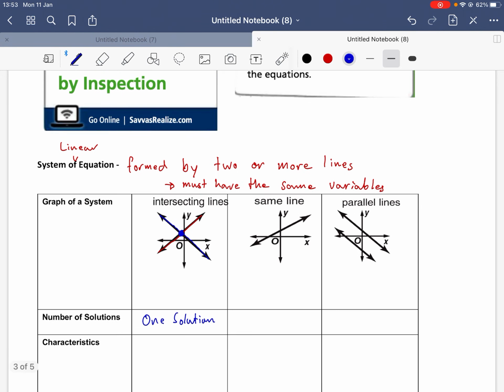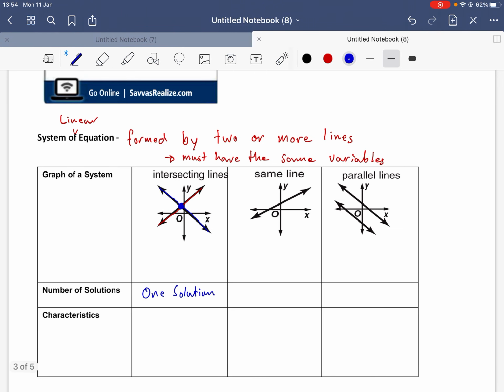So the characteristics that we would have is the slopes are different. The y-intercepts can be the same and they can be different, but the main characteristic is the slopes have to be different.